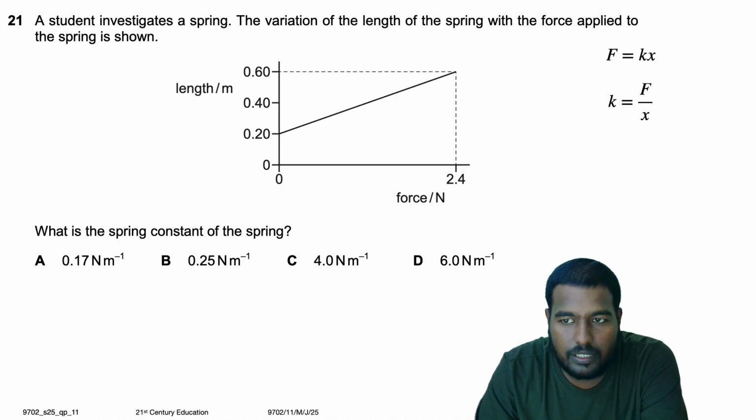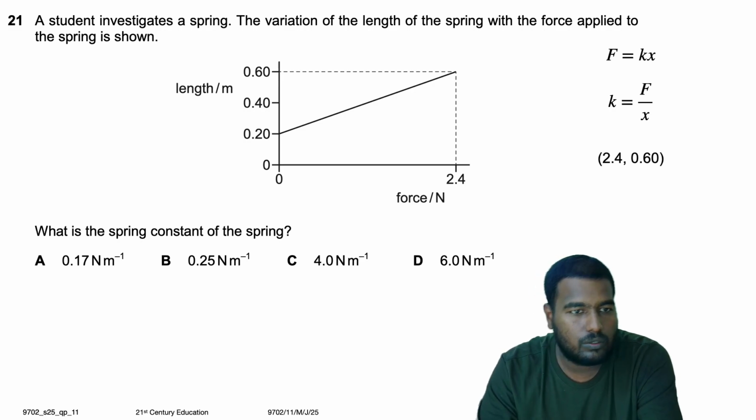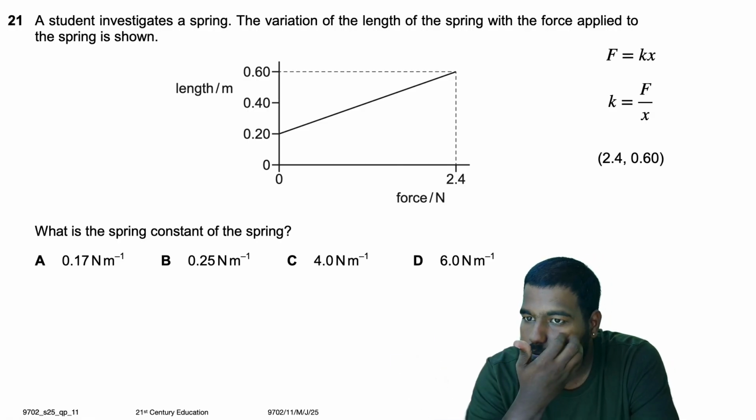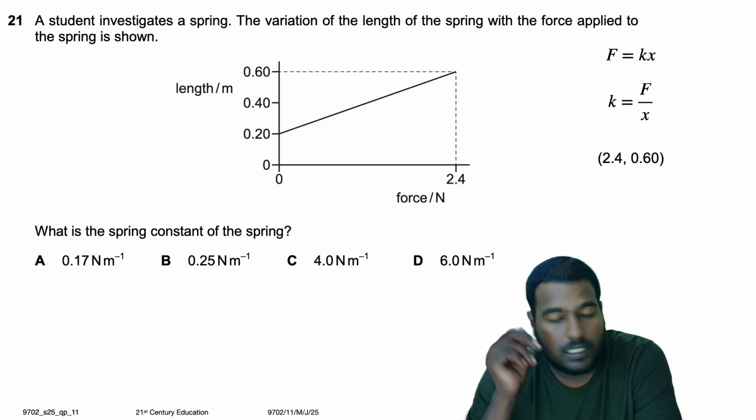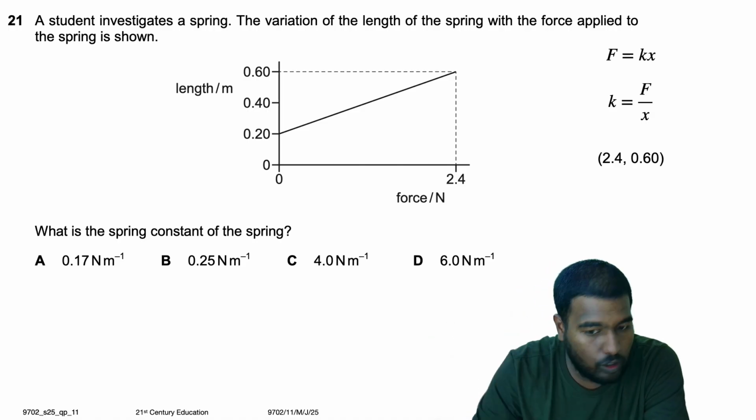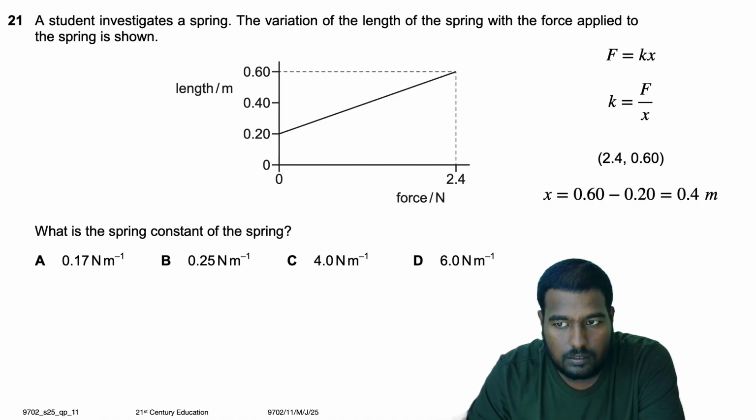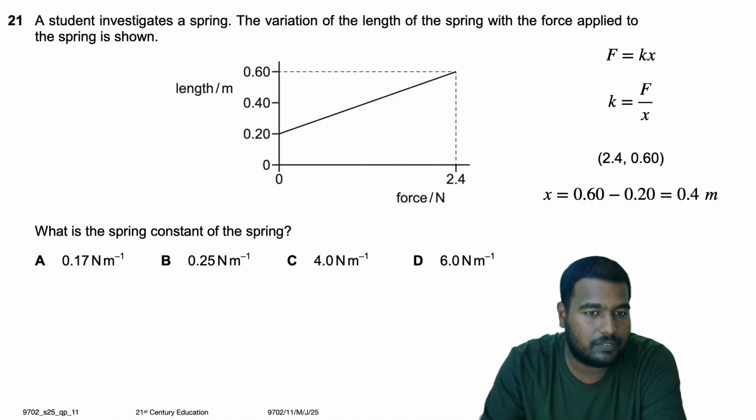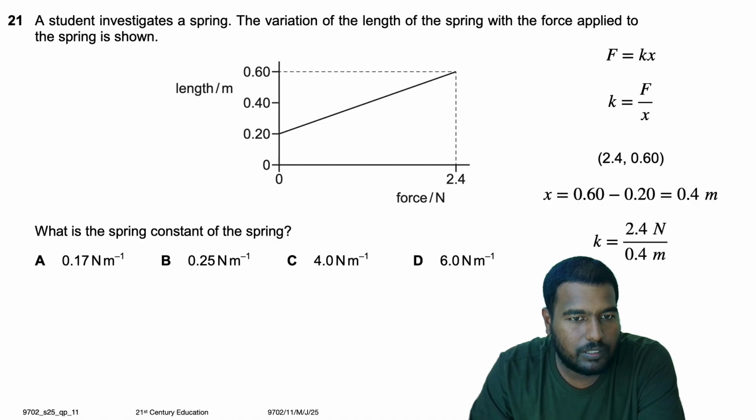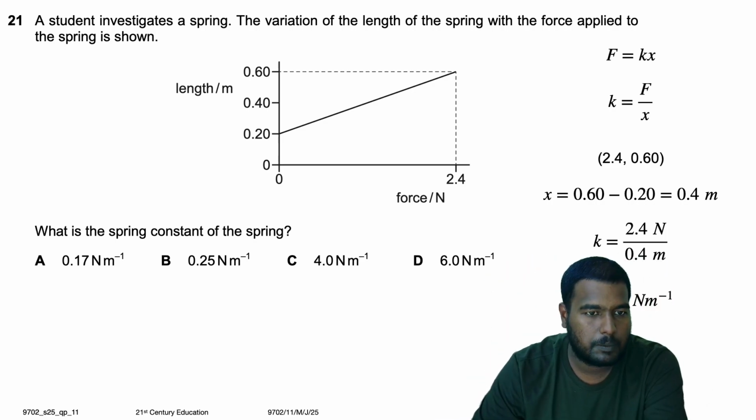In the graph, I'm going to take two points, 2.4 and 0.60, to find K. You can find x as we have discussed. At this point, extension is 0.60 minus 0.20, so 0.4 meter. So spring constant is F by x. Force we took is 2.4. Any point you can select on the graph. 2.4 divided by 0.60 minus 0.20 meter. So 6 newton per meter. Option D.